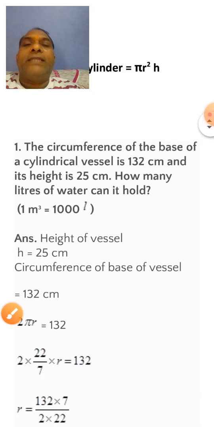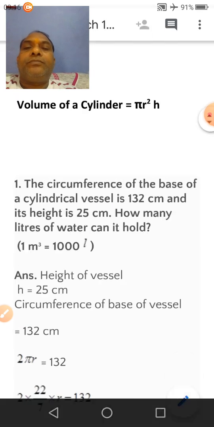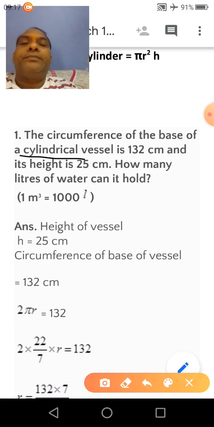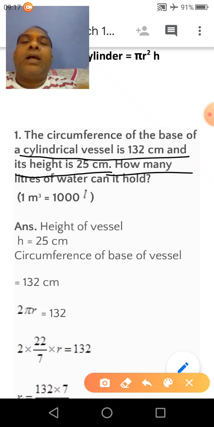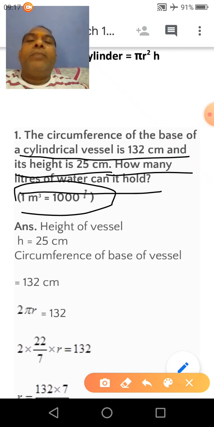Now see the example related to volume of cylinder. The circumference of the base of the cylindrical vessel is 132 centimeter and its height is 25 centimeter. How many liters of water can it hold? 1 meter cube is equal to 1 liter, it is given. So how many liters of water can it hold?